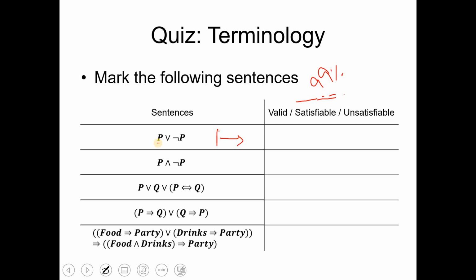So if there is a P or not P, when you take the opposite values and make it an OR, if one is false, the other one will be true. So it will be overall always true. So it's valid. Okay. P and not P will be unsatisfiable. Opposite. Clear?